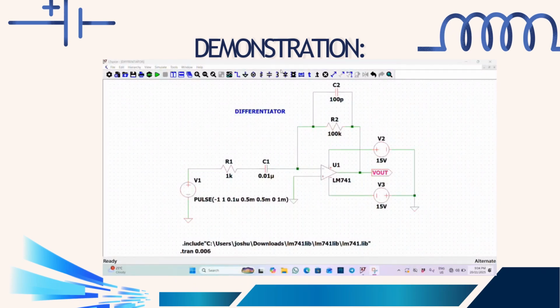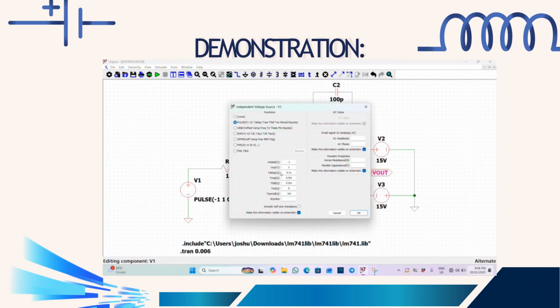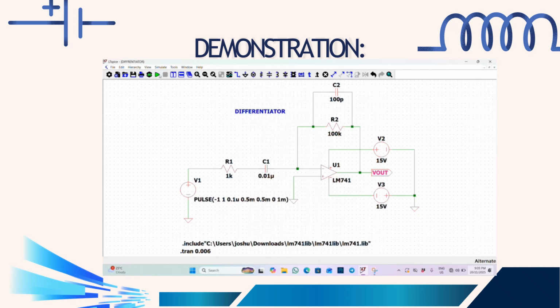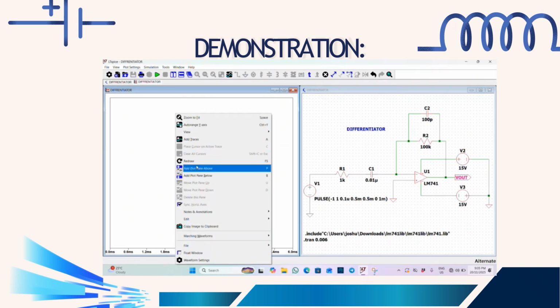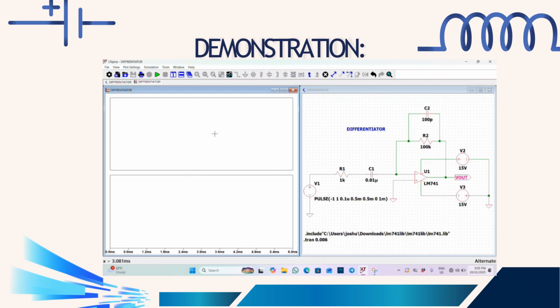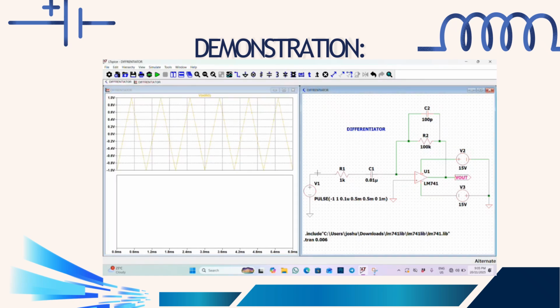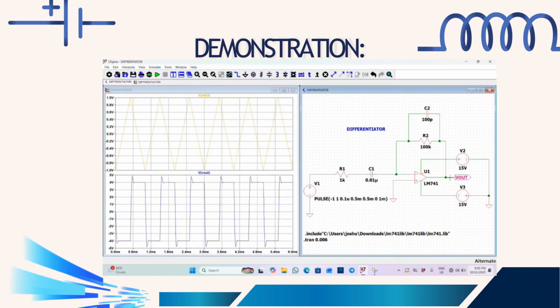Explaining the differentiator amplifier. This is the circuit diagram, and the settings should be the same as shown in the video. Now I'm going to simulate and show the V in and V out output, and a plot below. Now I'm going to show you the waveform for V in, which is a triangular waveform, and V out, which is a square wave.